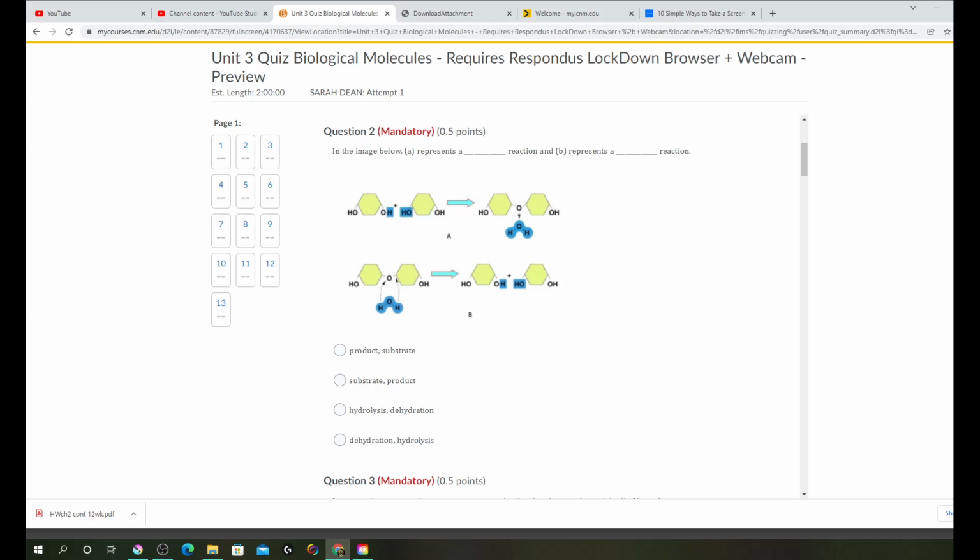All right, then we have dehydration reactions and hydrolytic reactions or hydrolysis, if you want to call it that. Okay, in the image below, A represents a blank reaction, B represents a blank reaction. All right, these are hydro whatever reactions because they've got water involved. You're either pushing water in or taking it out.